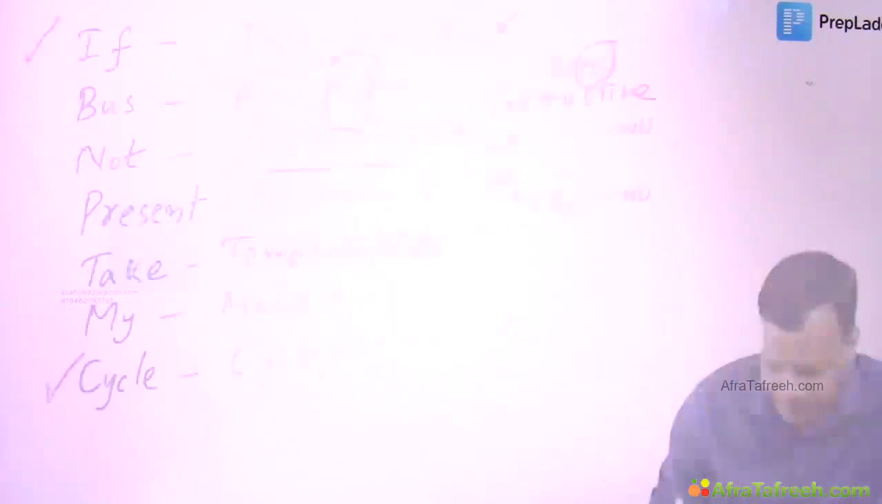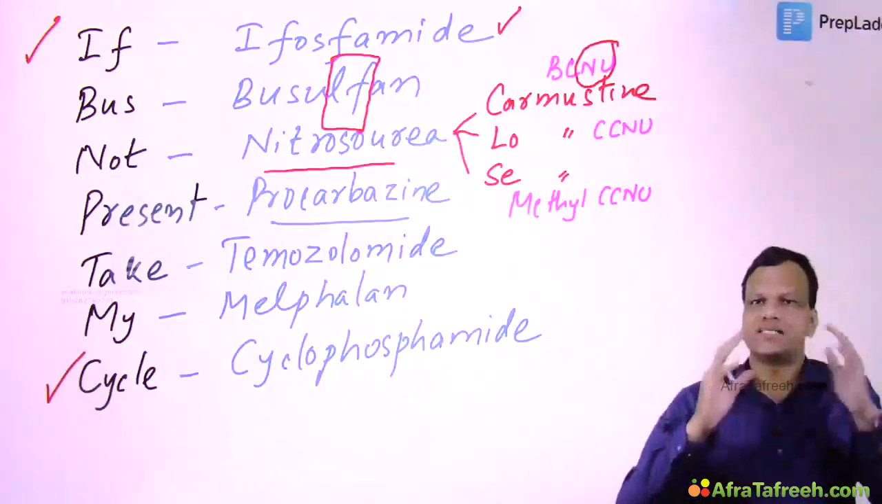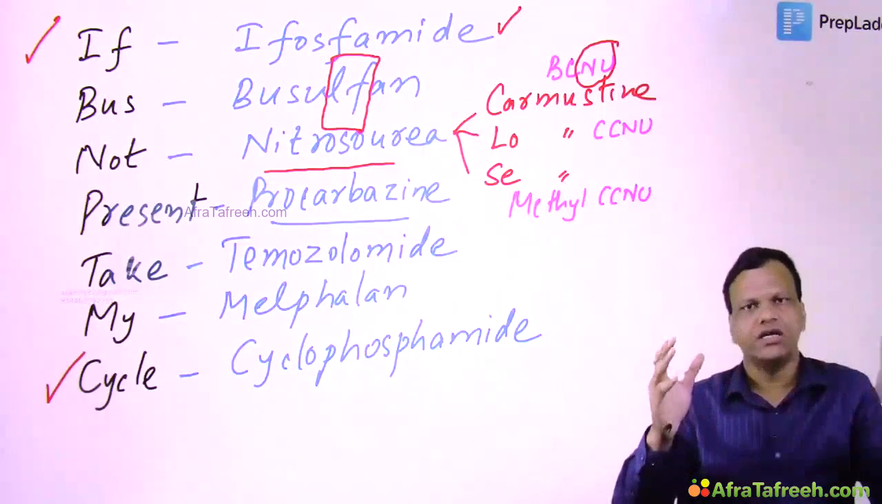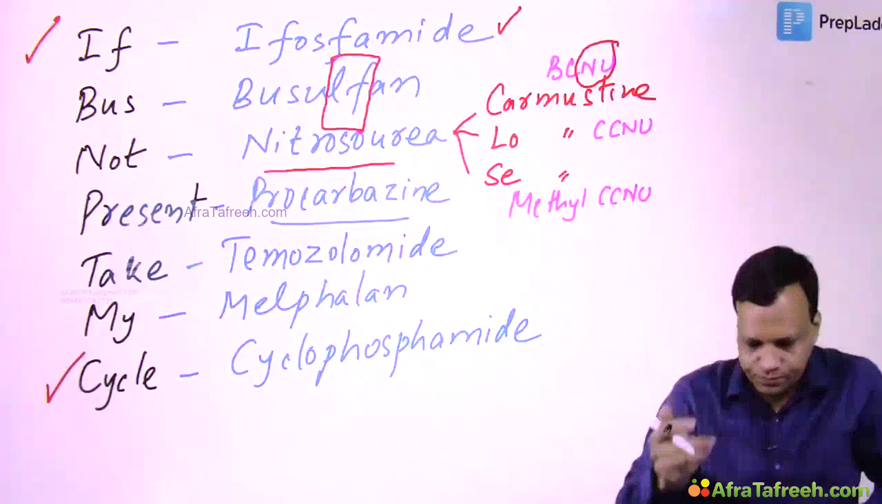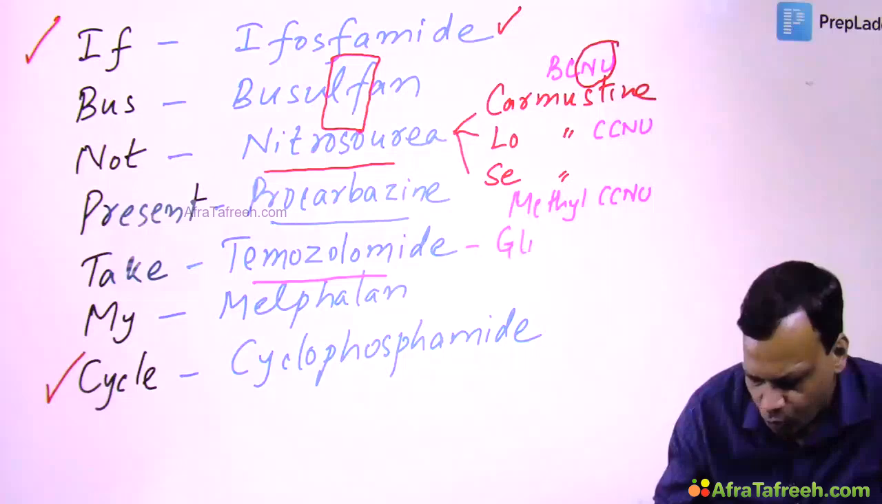Okay. Next drug is procarbazine. Procarbazine can lead to a disulfiram-like reaction, intolerance to alcohol. Temozolomide is used in brain tumors like gliomas.